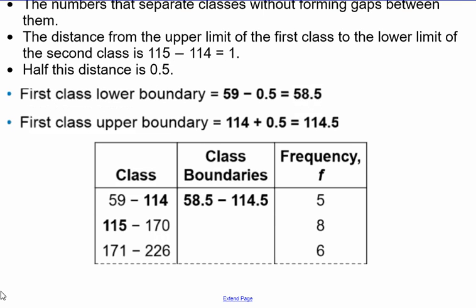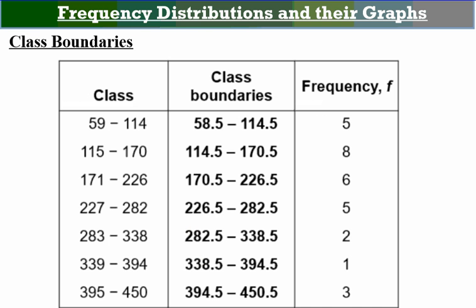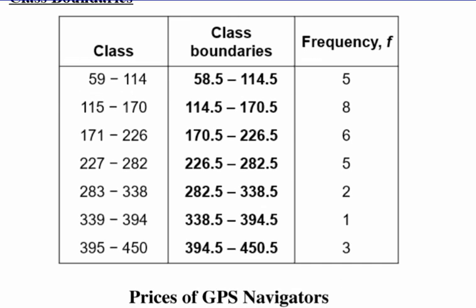So in our case, the gap between each class is 1, divided by 2, so we need to add a half to the upper limit and subtract a half from the lower limit. My new class boundary for the first level would be 58.5 to 114.5. For this one, it would be 114.5 to 170.5. Then 170.5, all the way up to 226.5, so that there's no gaps in between. Fill those in, and I've got all my following class boundaries.